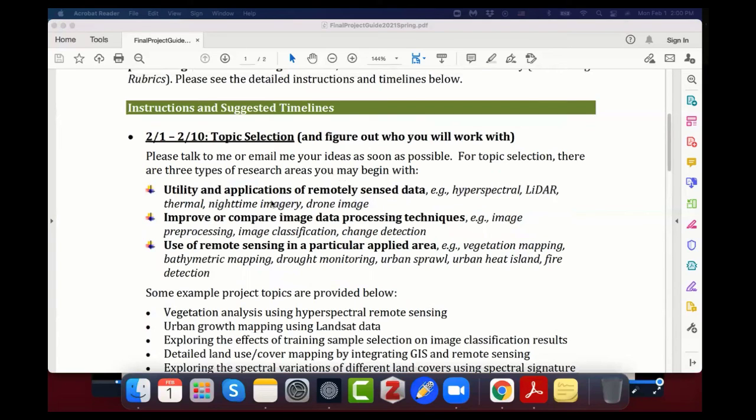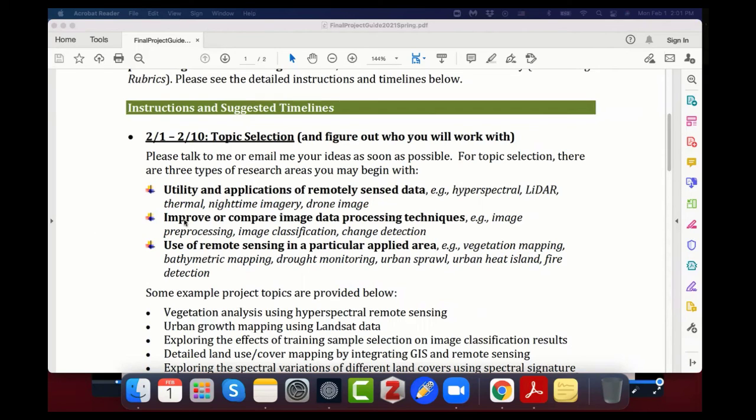And in terms of the general ideas, I can think of 3 general categories of research you can choose to work on. The first category is the utility and applications of remotely sensed data. It's more about exploring the usability, the utility of some special sensors, for example, hyperspectral sensing, LiDAR, thermal, nighttime, or drone image. Right now, because we really couldn't go to campus and collect some drone images, but there are some free samples online, so if you're interested, there's a possibility.